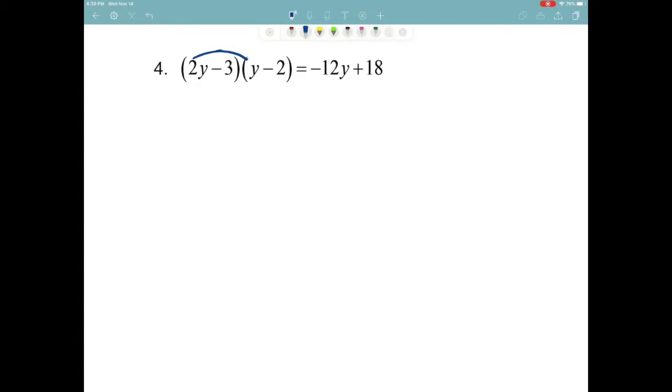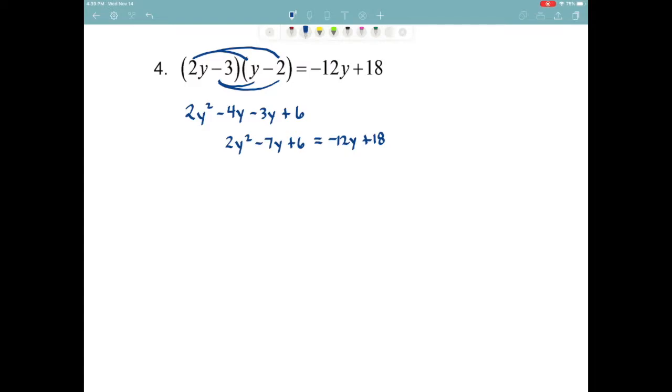So we're going to do 2y, distribute it through, and then distribute our negative 3 through. When we do that, we should end up with 2y squared minus 4y minus 3y plus 6. Combine our like terms, we have 2y squared minus 7y plus 6, and that still equals negative 12y plus 18.